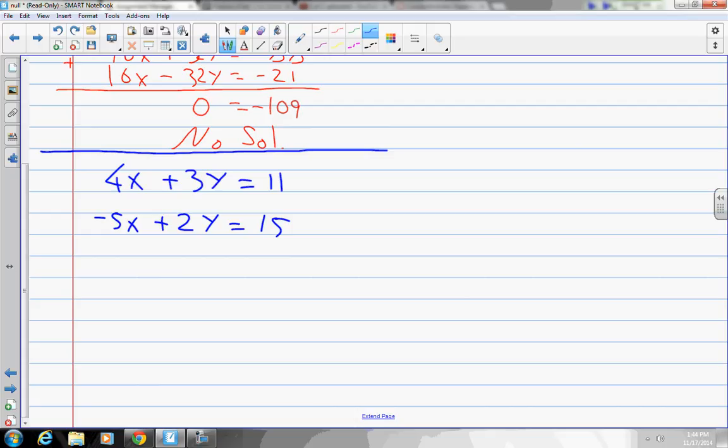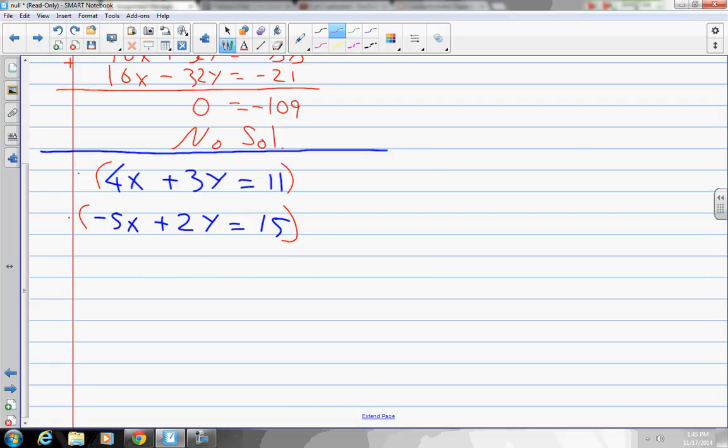So, how would you like to proceed? Substitution, elimination. Elimination, well, which variable would you like to kill first? Let's do x. All right. So how do we kill x? What do we need to multiply top and the bottom by?